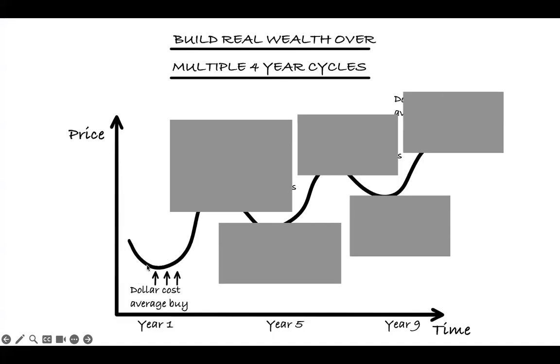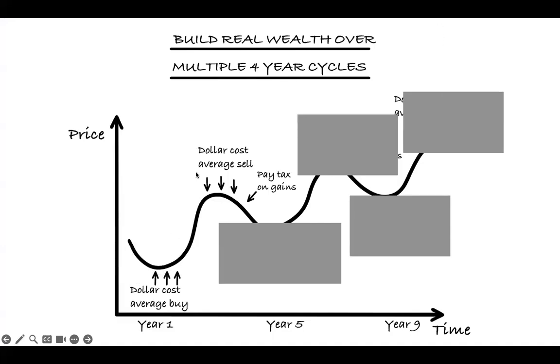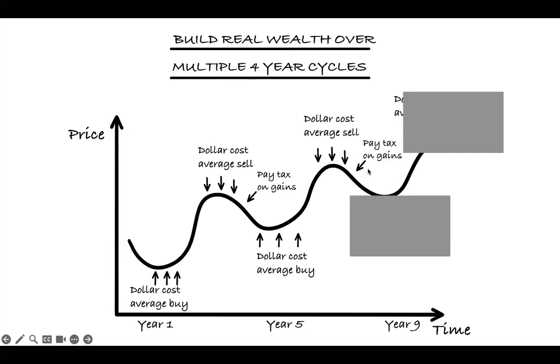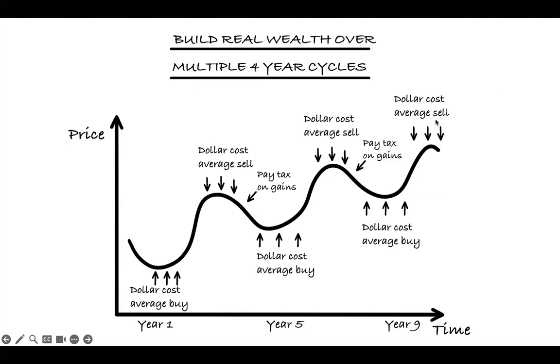Okay, we dollar cost average buy, we dollar cost average sell, we pay the tax on our gains, depending on whatever is happening in your jurisdiction. We dollar cost average buy back in at the bottom. We dollar cost average sell, pay tax on the gains, dollar cost average buy, dollar cost average sell. You see the pattern that's happening here, yeah?